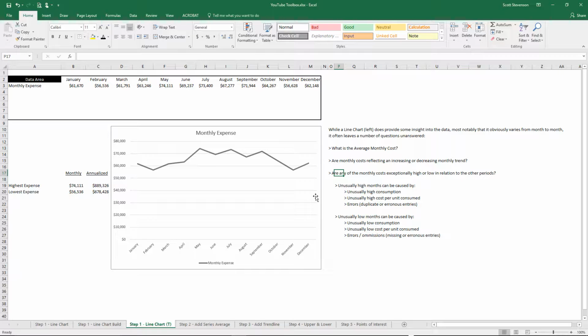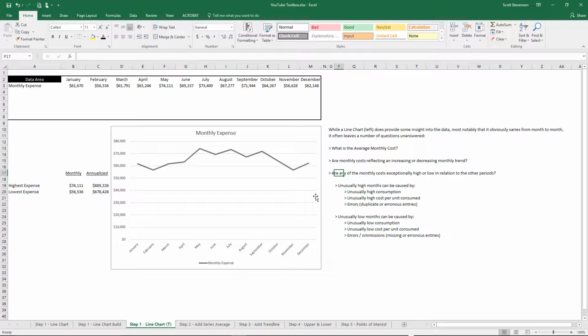For example, an unusually high month can be caused by high consumption or high cost per unit of consumption. Those are typically called consumption variances against expectations or pricing variances against expectations. And if they're higher than you would expect, they can lead to higher cost. The converse is if they're lower than you would expect. Those can lead to lower monthly cost. And obviously in both periods you can have errors of duplication or errors of omissions that could lead to higher cost in case there's duplication, or lower cost in cases of omissions of what your expenses would be.